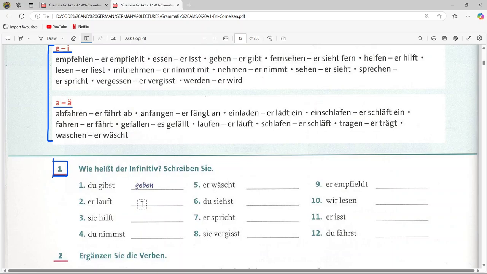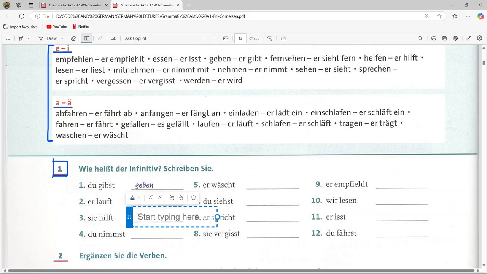Next verb is läuft. Läuft means runs. And what is the infinitive form? Infinitive form or the normal form, it is laufen. So like umlaut ä is changed to normal a in the infinitive form. This i is changed to e in the infinitive form. So these two verbs are verbs with Vokalwechsel.